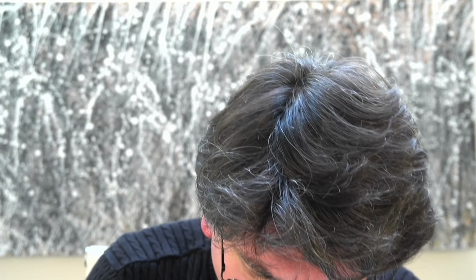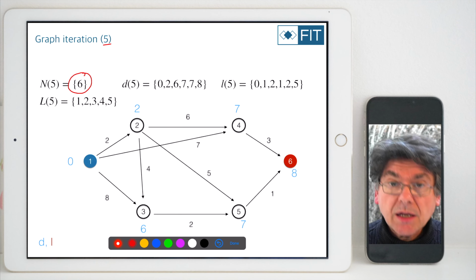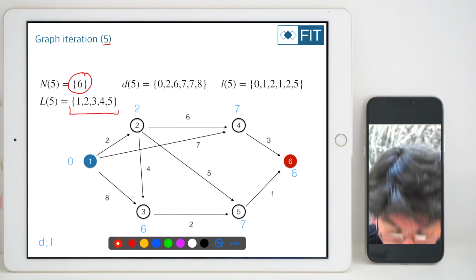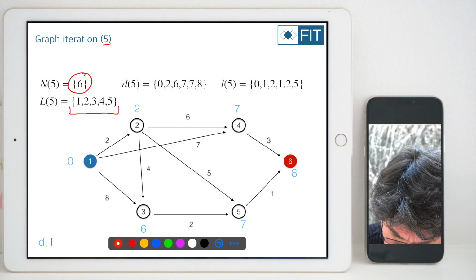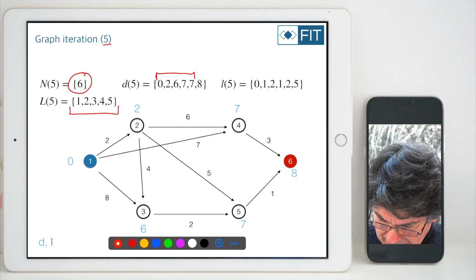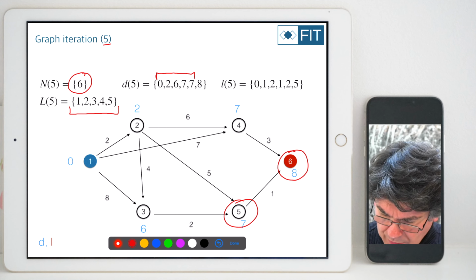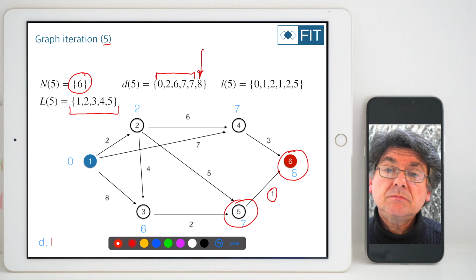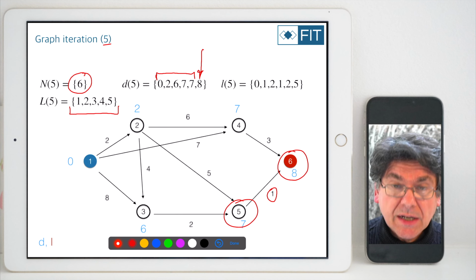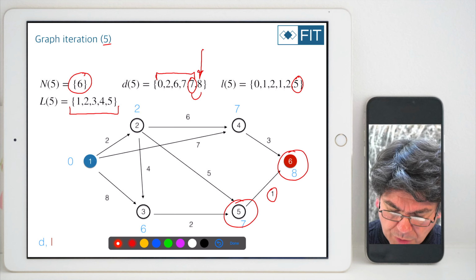Therefore, we are able to continue our iteration into iteration number 5, which contains the single ignorance set given by node 6 and our knowledge list given by nodes 1, 2, 3, 4, and now 5, reflected by the distances that we have here. Now we examine the neighbors of 5, which includes node 6, and we can see that the distance 1 allows us to find a better shortest distance to node 6 by going through node 5, increasing the distance from node 5 by 1, which is 8.